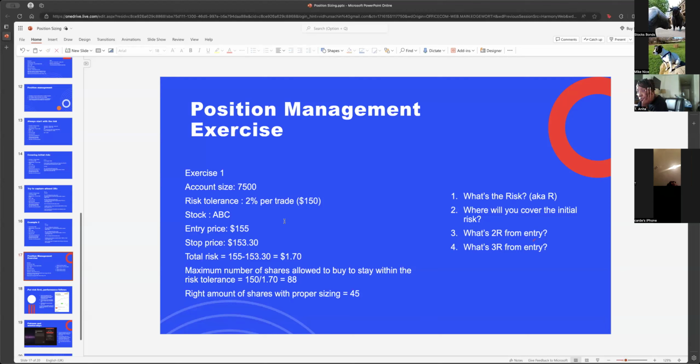Where will you cover your initial risk? If you did, where are you going to move your stop loss to? What's 2 hours from your entry? What's 3 hours from your entry? And give me how you manage this. Go.